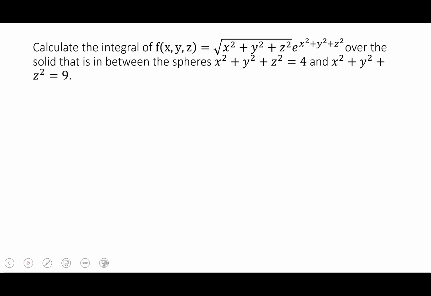So calculate the integral of f(x, y, z) equal to this beast, square root of x squared plus y squared plus z squared, e to the x squared plus y squared plus z squared, over the solid that is in between the spheres x squared plus y squared plus z squared equals 4, and x squared plus y squared plus z squared equals 9. So again, like we did last time, let's go ahead and parameterize our surface.